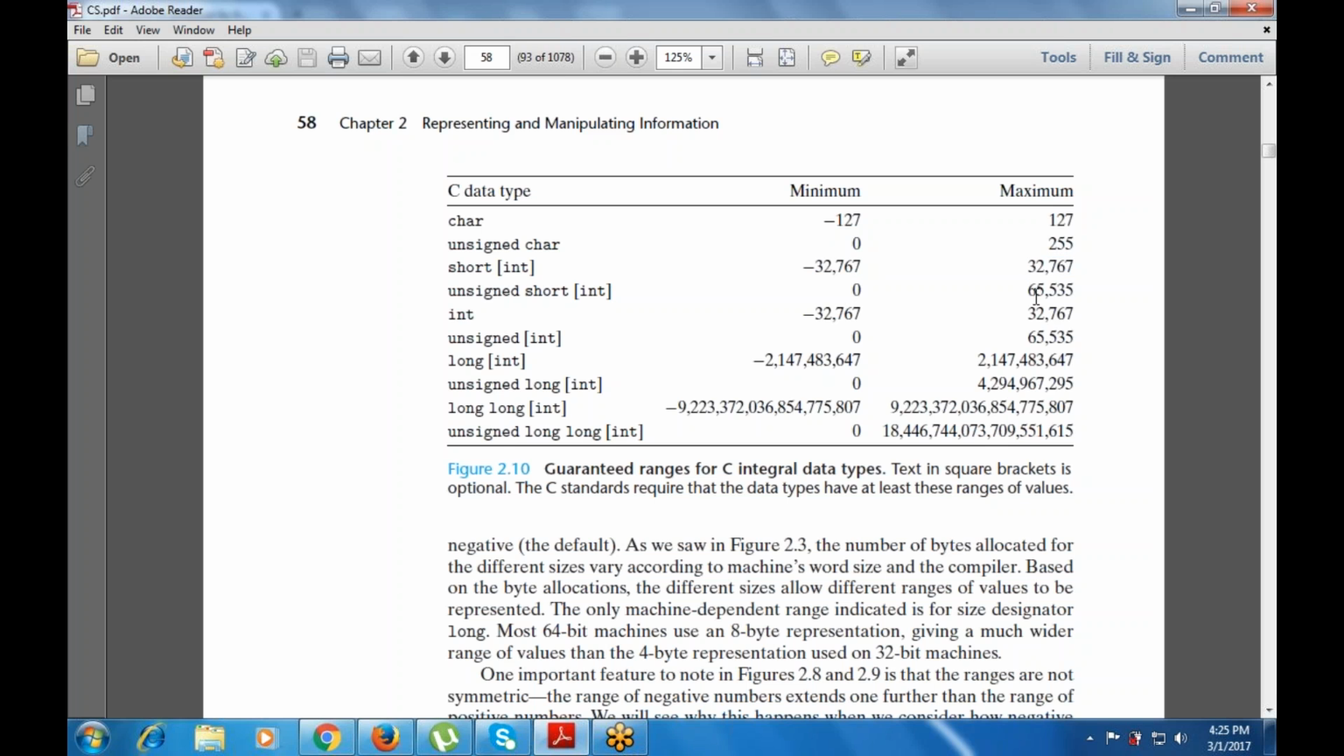Then unsigned short is 0 to 65535. Again there is int and unsigned int. Then there are long integers, unsigned long, and long int. These are the guaranteed ranges for the C integral values that are available in the C language.